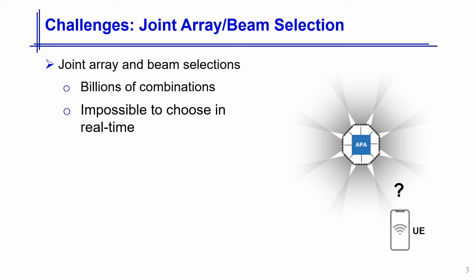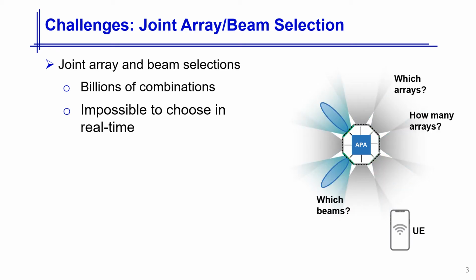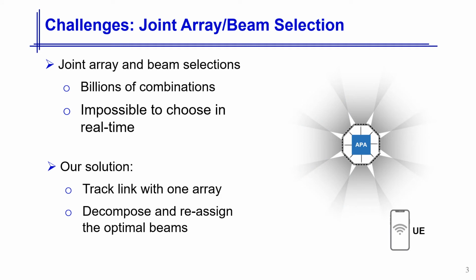The first challenge in APA is joint array beam selection. In an APA radio, the beam management problem is further compounded by the array selection. It will be impossible for the standard brute force beam searching method to select the best combination in real time. In X-ray, the client calls a lightweight AOD estimation algorithm and feeds back its estimation to the AP, which simply selects optimal arrays and beams to activate from a pre-calculated lookup table.